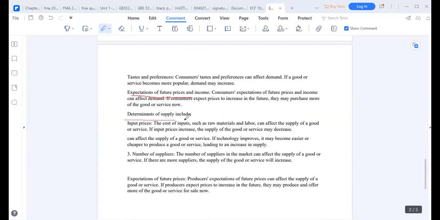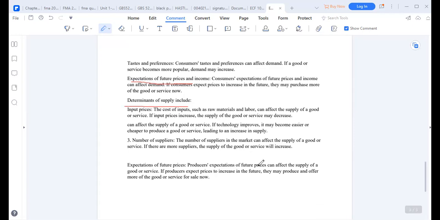The determinants of supply include input prices. This is the cost of inputs such as the raw materials. These ones will affect the supply of a good or a service. If the input cost increases, the supply for a good may decrease because it will be costly to run. Other factors that will affect supply include technology. If technology improves, it will be easier and cheaper to produce a service. We also have number of suppliers. If the number of suppliers in the market is more, meaning the good or service in particular will be more.